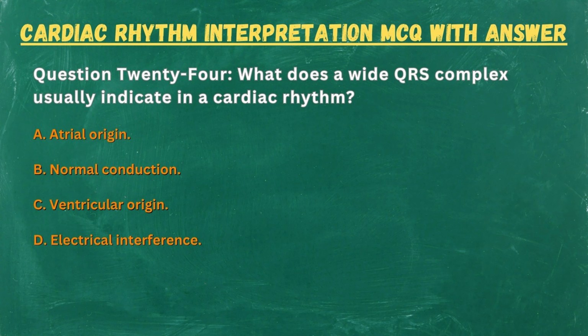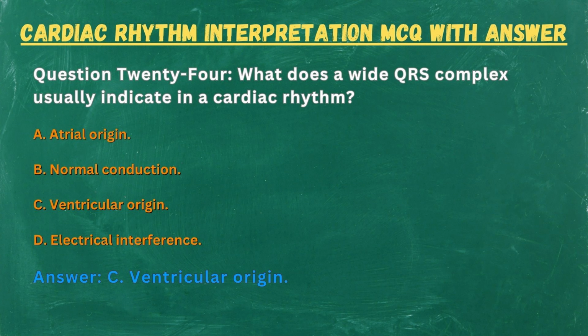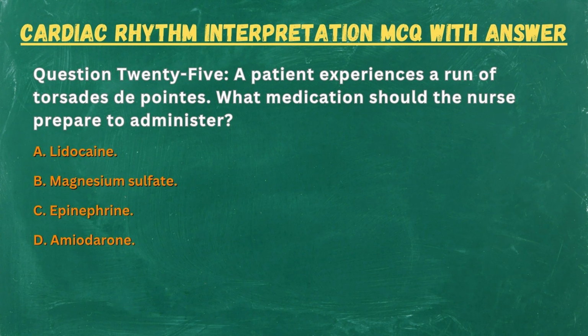Question 24. What does a wide QRS complex usually indicate in a cardiac rhythm? A. Atrial origin. B. Normal conduction. C. Ventricular origin. D. Electrical interference. Answer: C. Ventricular origin.